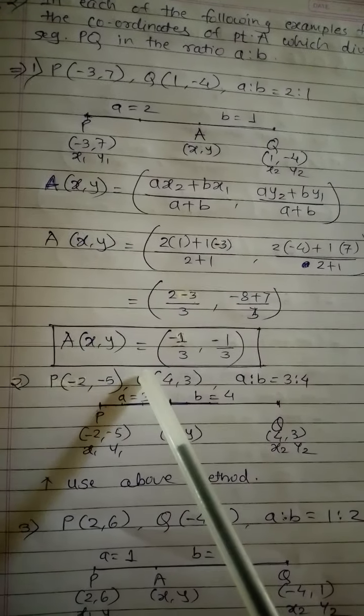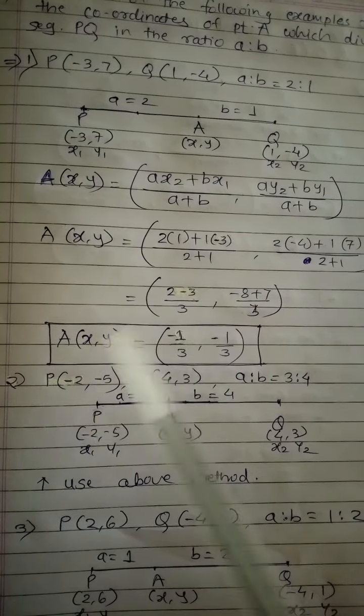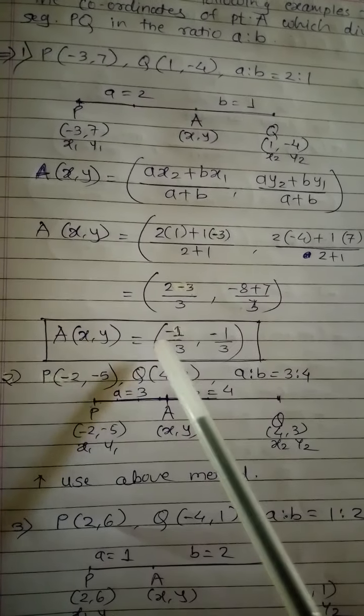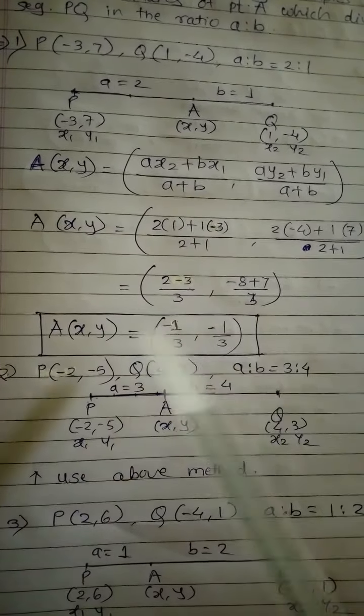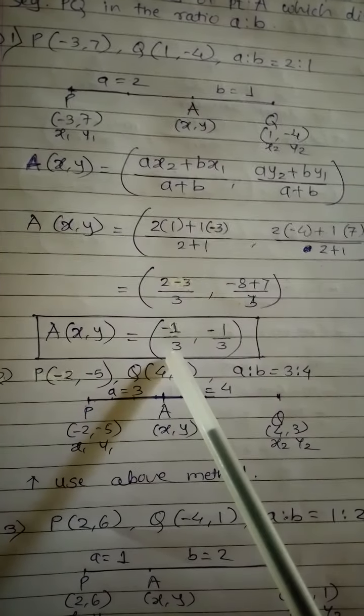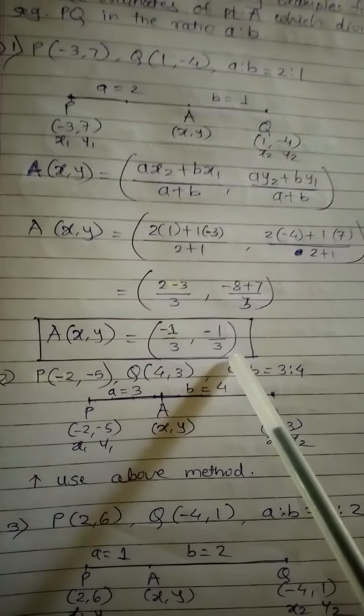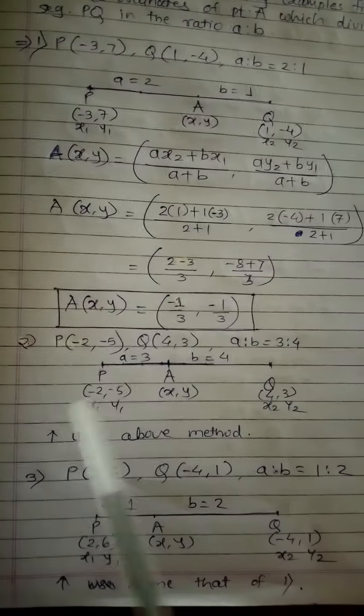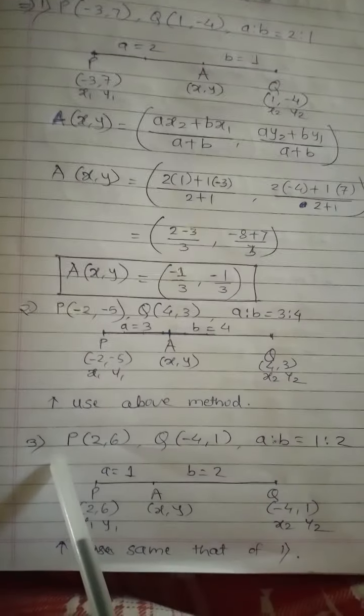So the value of A, that is xy, is equal to -1 by 3 and -1 by 3. This means the x coordinate is -1 by 3 and the y coordinate is -1 by 3. Similarly, you have to solve question number 2 and question number 3.